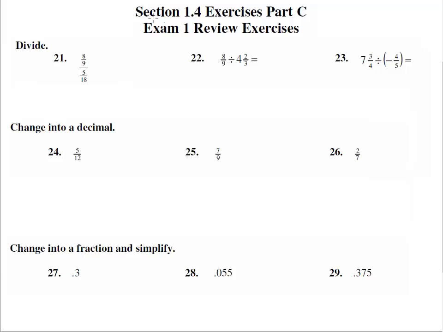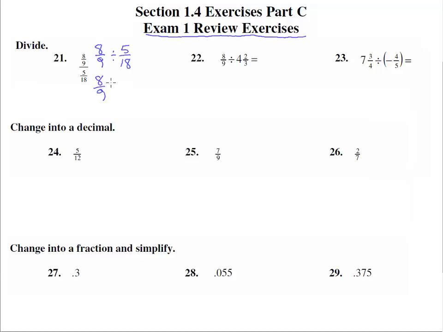Here we are in section 1.4 exercises, part C, exam 1 review exercises, preparing for exam 1. Let's do it. Divide 8/9 over 5/18. Write that out a little bit nicer and we get 8/9 divided by 5/18. There we can see what we're going to do.